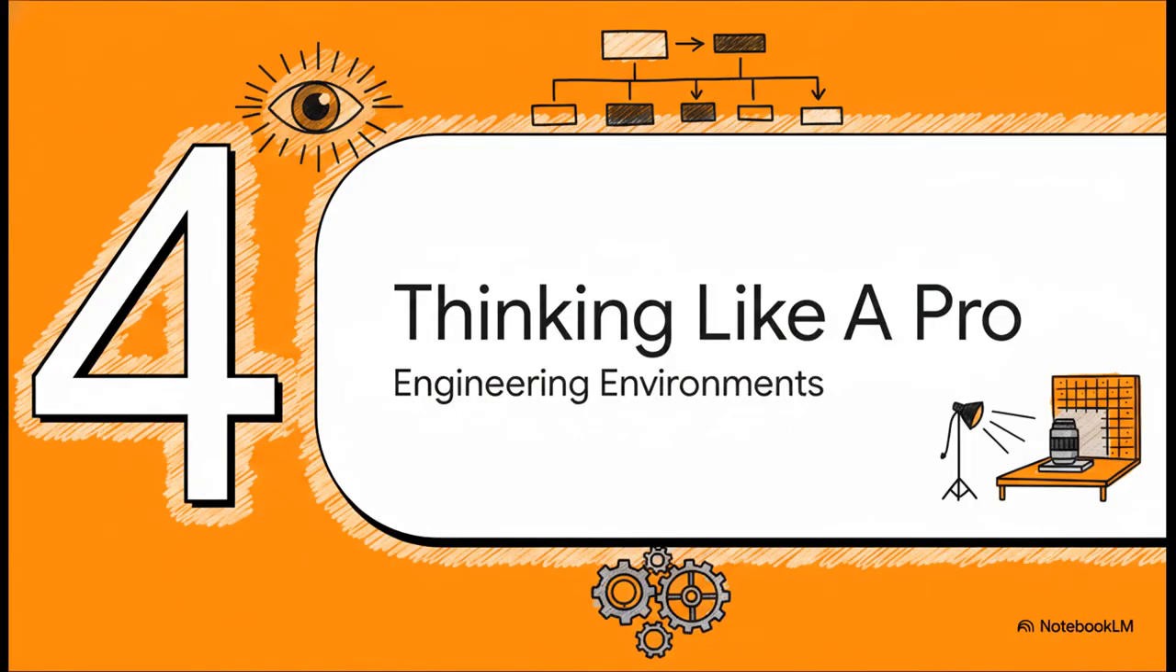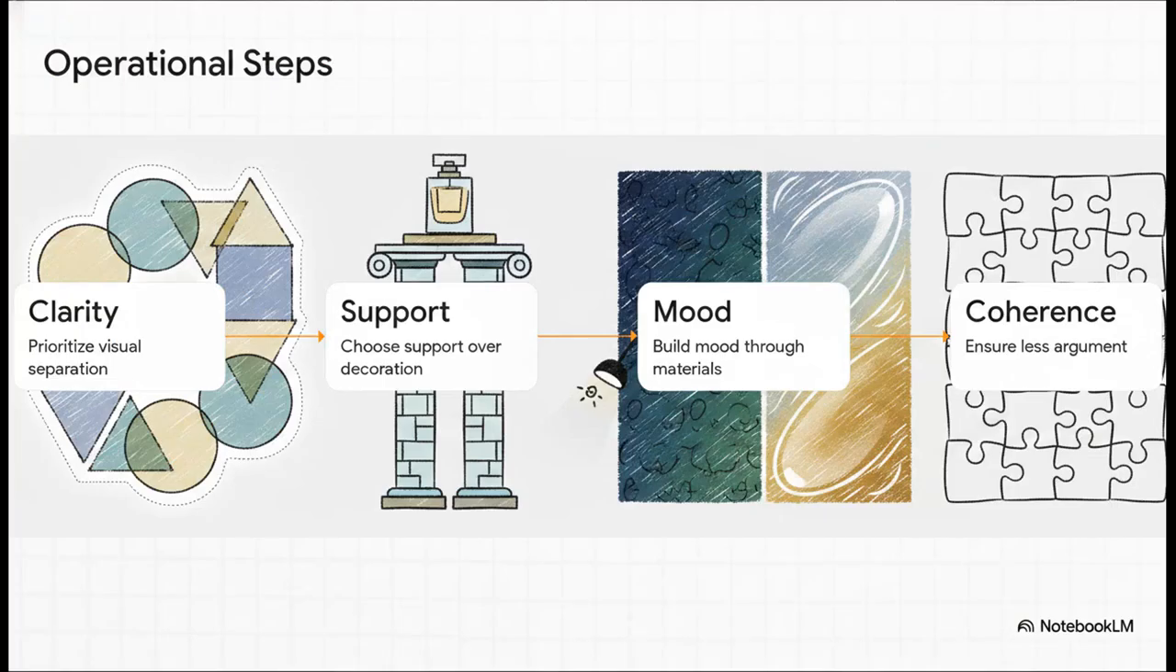Finally, Section 4, Thinking Like a Pro. Look at that. I can tell your eye has officially changed today. You've graduated from a decorator who just guesses at what looks nice to a system designer who actively controls light, space, and meaning. You aren't just casually placing stuff behind objects anymore, you're engineering full environments. So here are your 4 operational steps to build that structure every single time you walk onto the set.